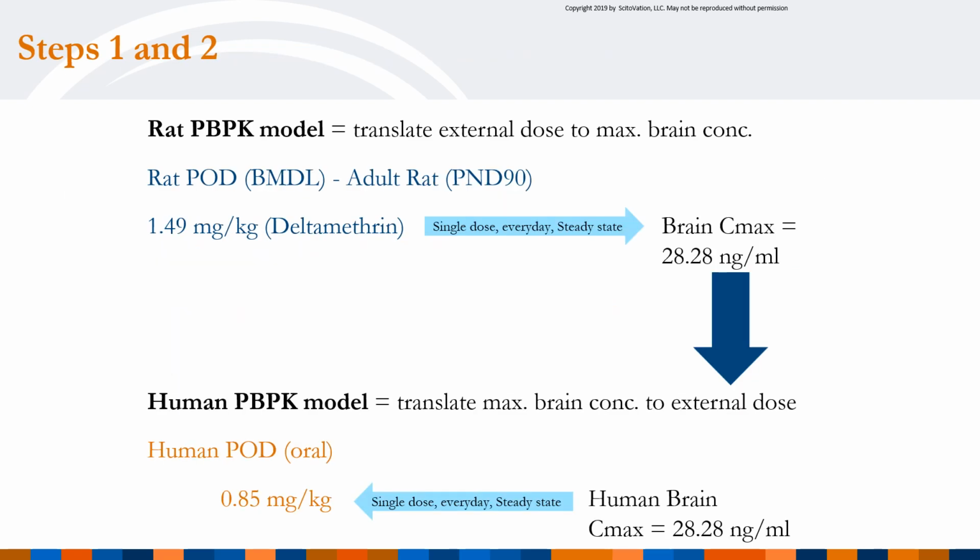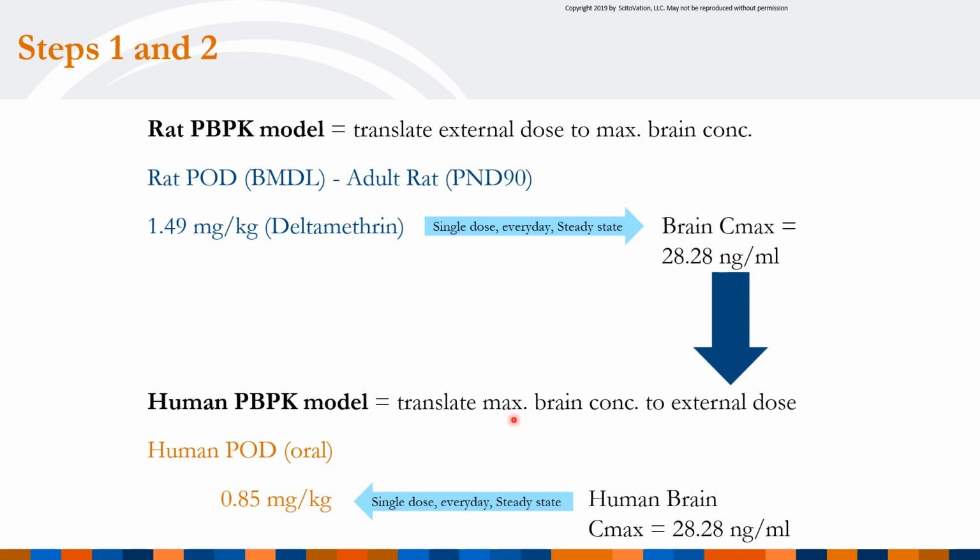So here, let's look at this approach using an example. We use our rat PBPK model to translate an external dose to a maximal brain concentration. We have a rat point of departure, which was a BMDL, in adult rats at PND 90. And this point of departure for deltamethrin was 1.49 milligram per kilogram. We used the rat PBPK model, single dose exposure every day, to have a brain Cmax at steady state. And this brain Cmax was 28.28 nanogram per ml.